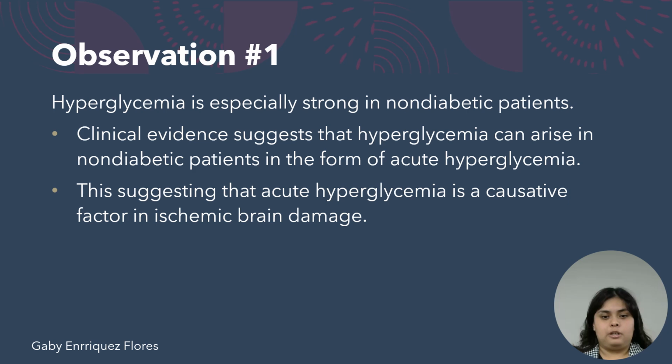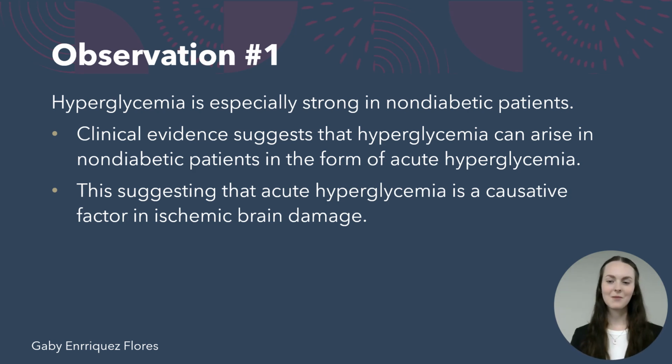And this suggests that acute hyperglycemia is a causative factor in ischemic brain damage. This was proven by clinical studies on rodents that confirmed this. And from this, current guidelines from the American Heart Association recommend treating hyperglycemic patients with acute stroke.